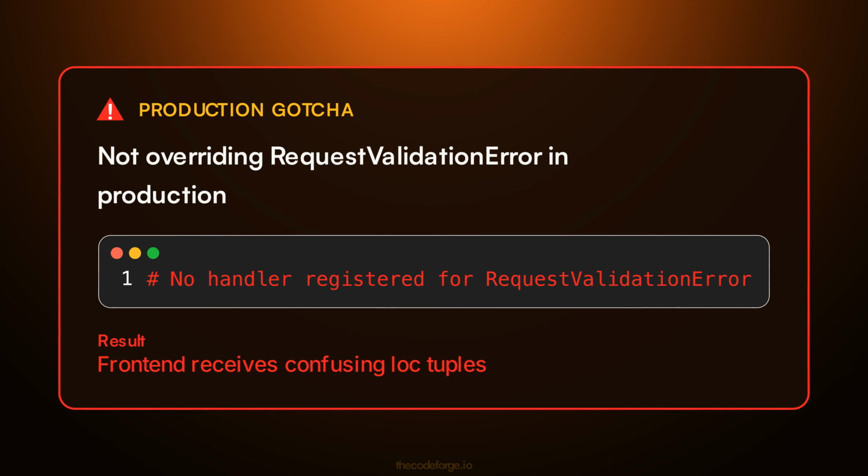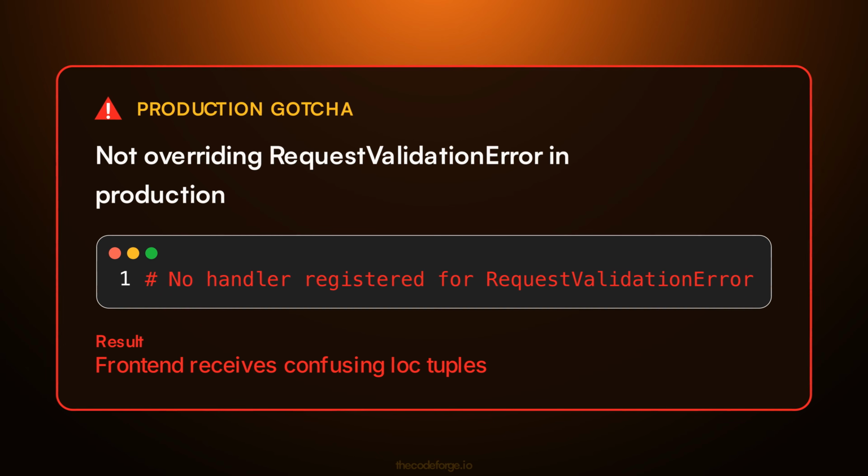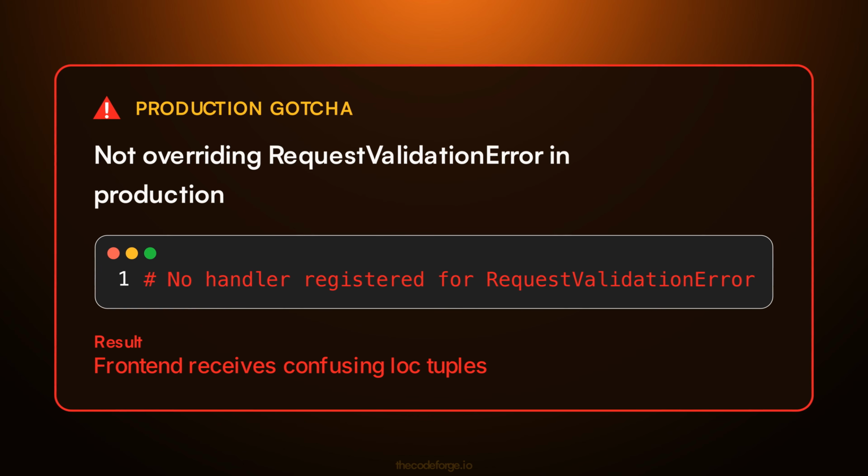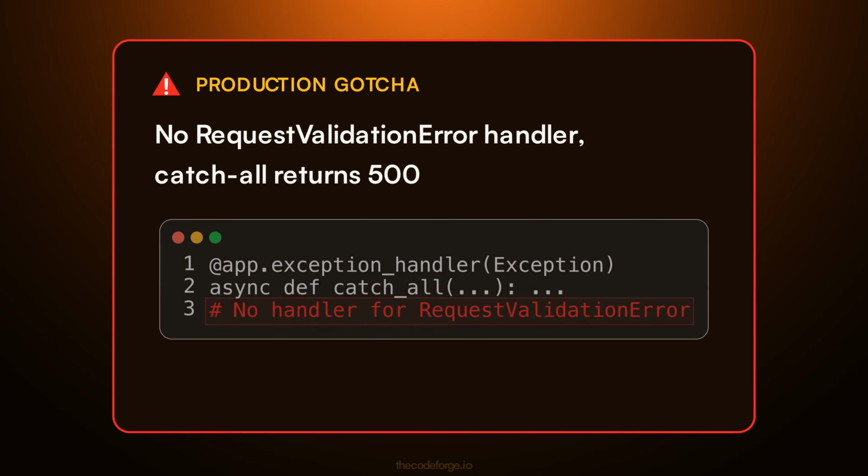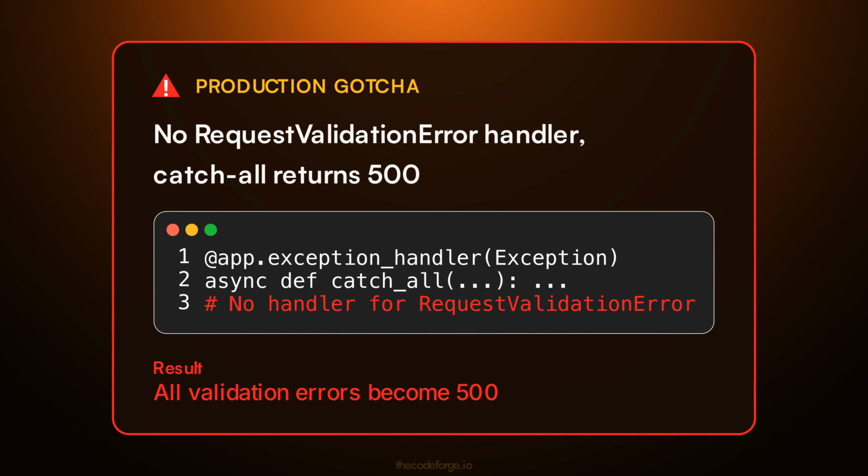Without this override, front-end forms receive error objects with location tuples like body, price, which are confusing. One team spent 3 sprints building custom parsing logic, all unnecessary if they'd overridden the handler. This is the exact mistake from the incident.